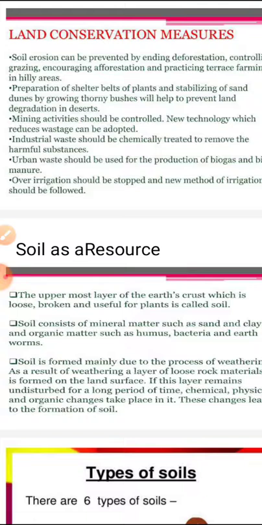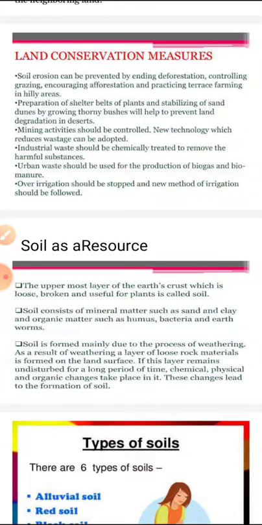So what is salinity or alkalinity? In a very simple sentence, the process by which the percentage of saline or alkaline increases in the soil is known as salinity or alkalinity. And this salinity or alkalinity occurs only due to excessive irrigation.